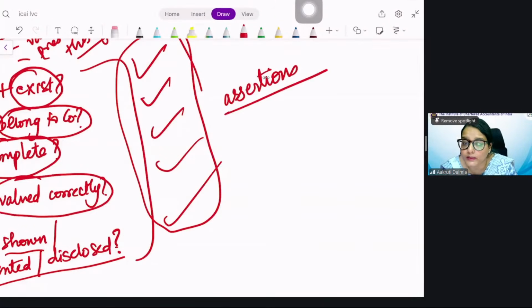Those are called what? Assertions. We break down one item into various assertions. So tell me, when we make an audit program and audit procedure for anything, if I make an audit program to check inventory, will I mention each assertion that needs to be verified? Yes or no? My audit procedure needs to have all the points in the checklist which will cover each assertion.